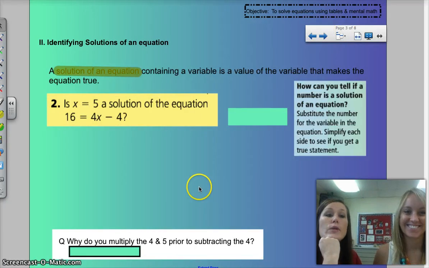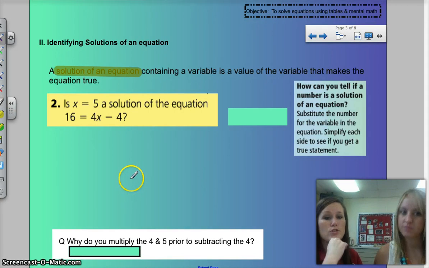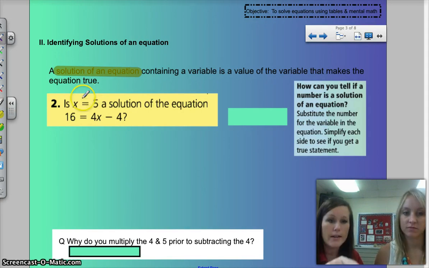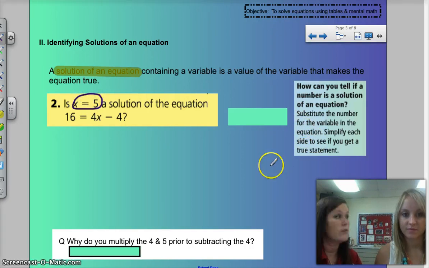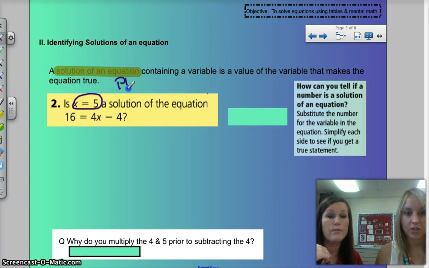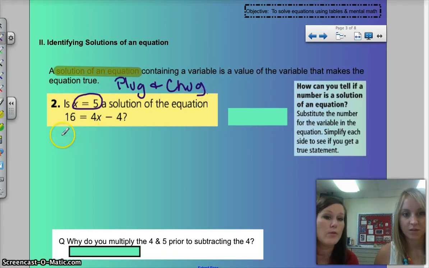Okay. So identify solutions of an equation. A solution of an equation containing a variable is a value of the variable that makes the equation true. So basically, what is that x going to be equal to make it true? So it's asking, is x equals 5 a solution to the equation? Well, if I plug and chug and put 5 into my equation where x is, am I going to get 16?